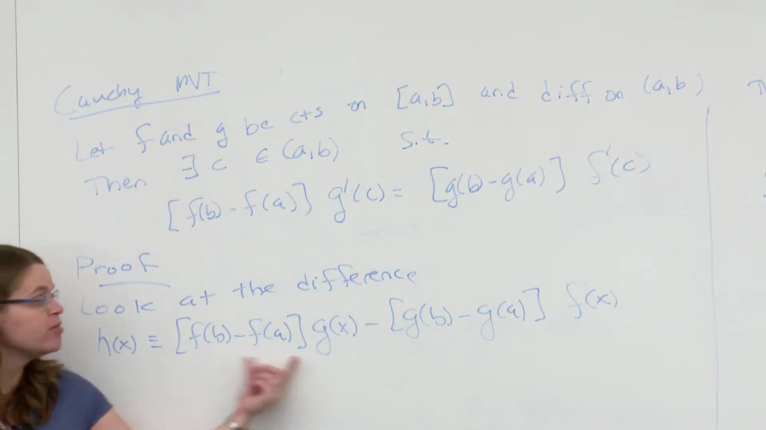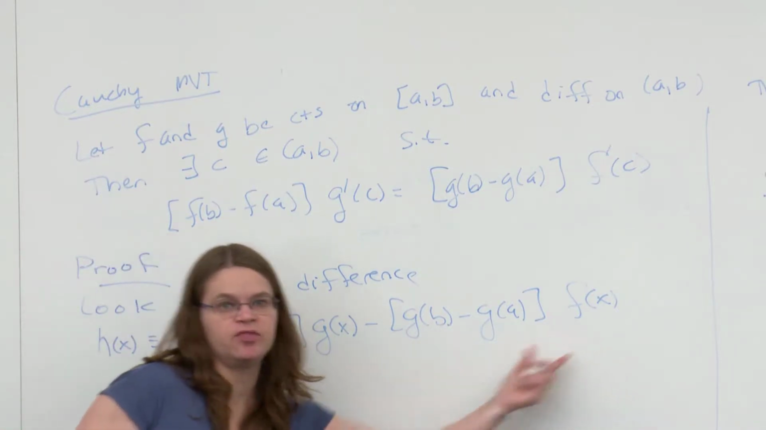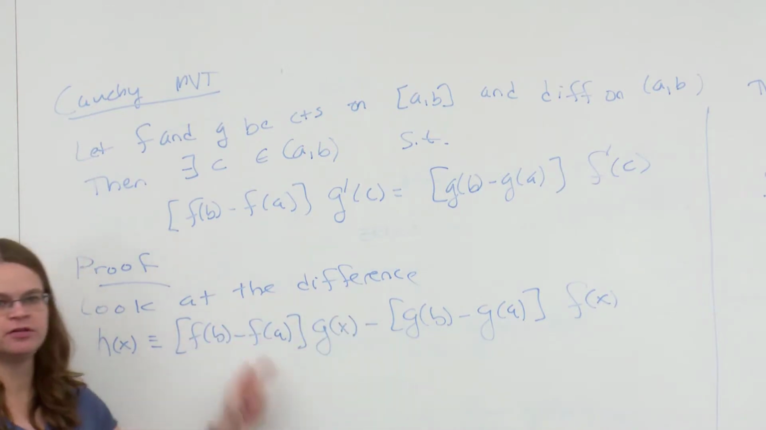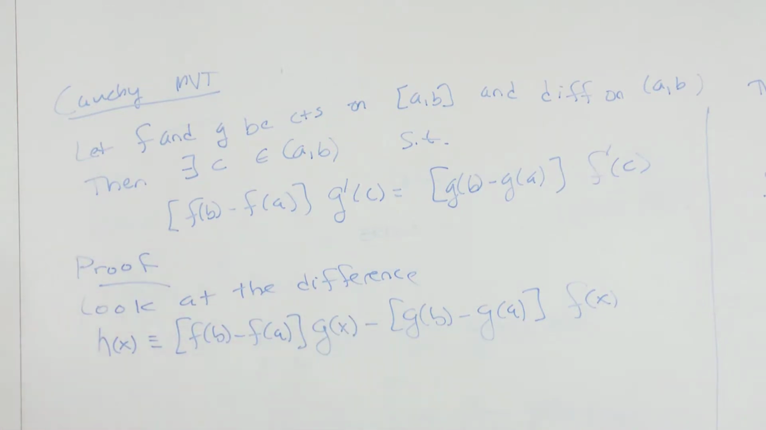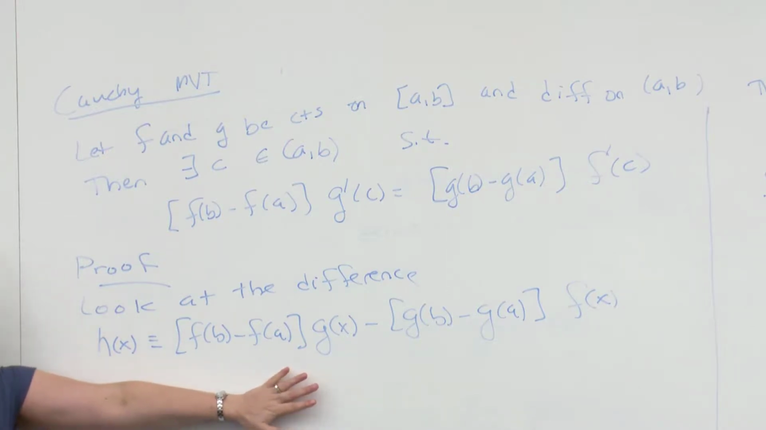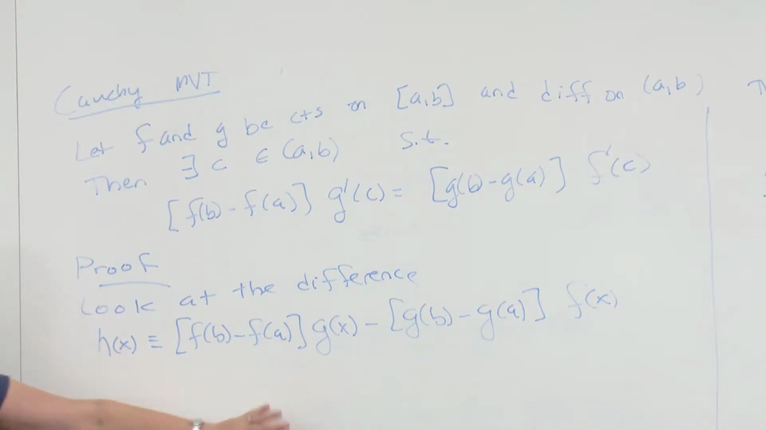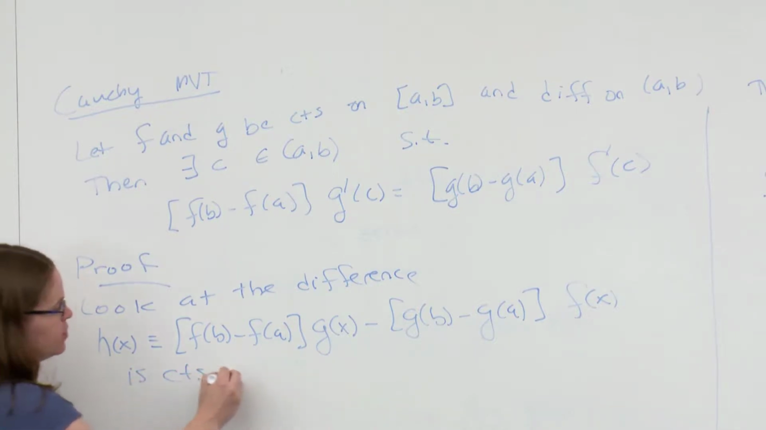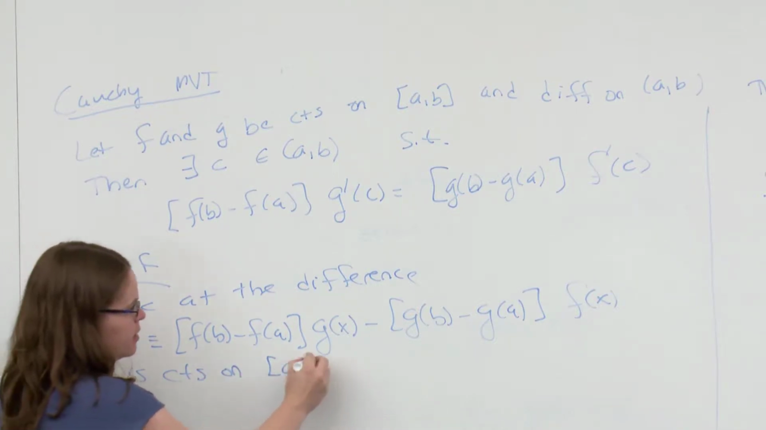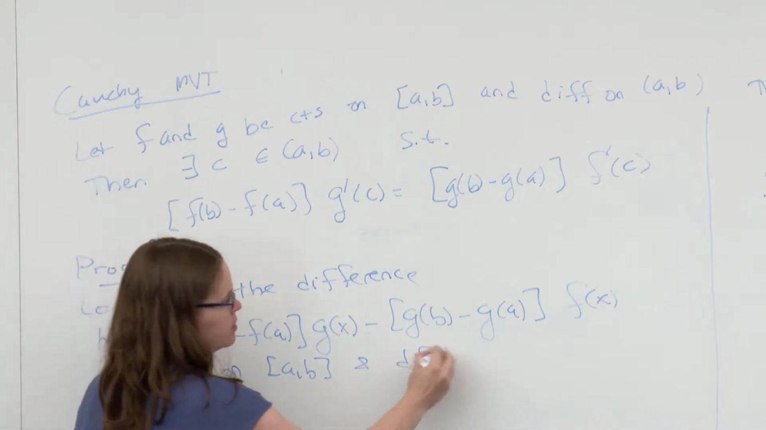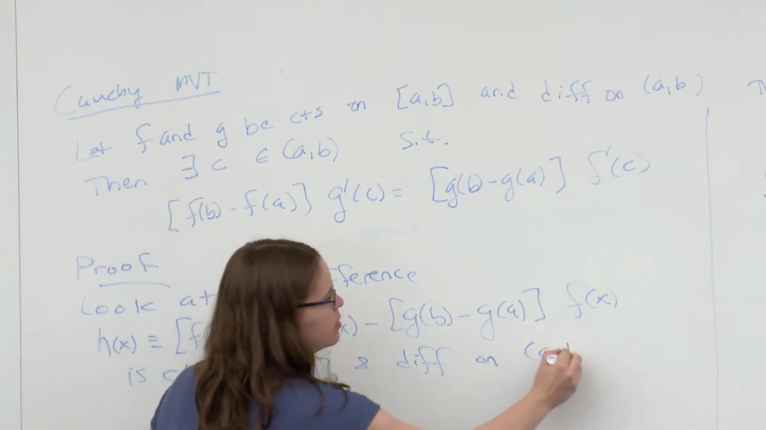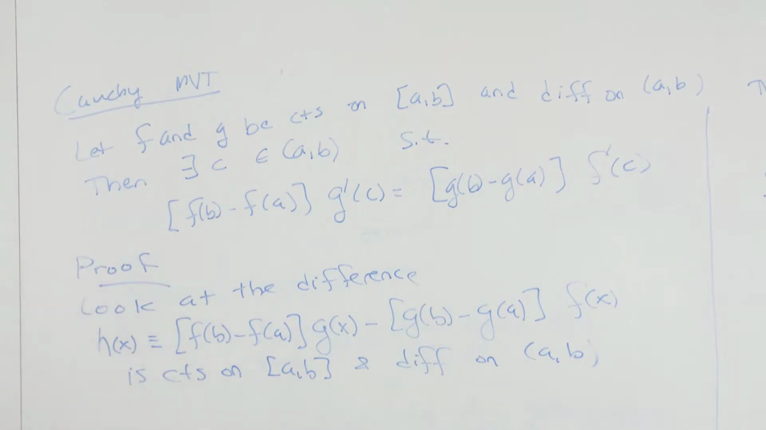This is just a constant times g of x and a constant times f of x. This is just a number out in front. That means that since f and g are continuous and differentiable, this function is also going to be continuous and differentiable. It satisfies all the conditions I need to use the regular old mean value theorem. So this is certainly continuous on [a, b] and differentiable on the interior.